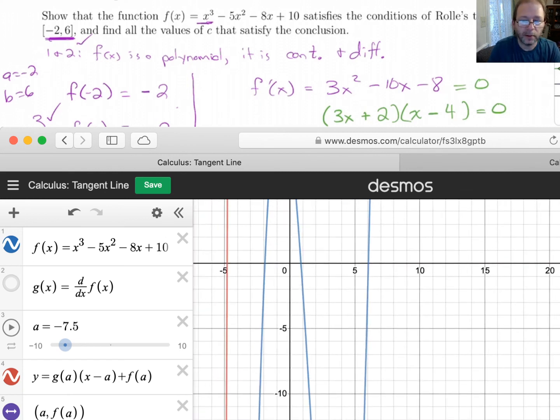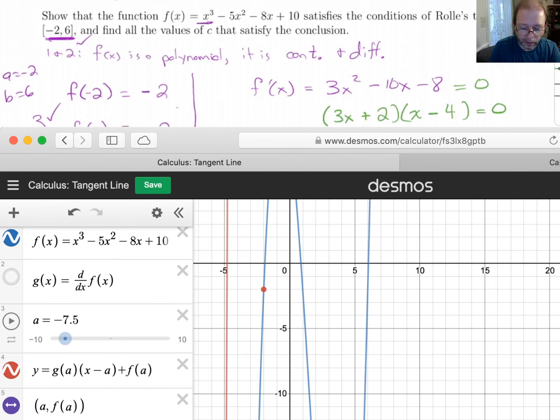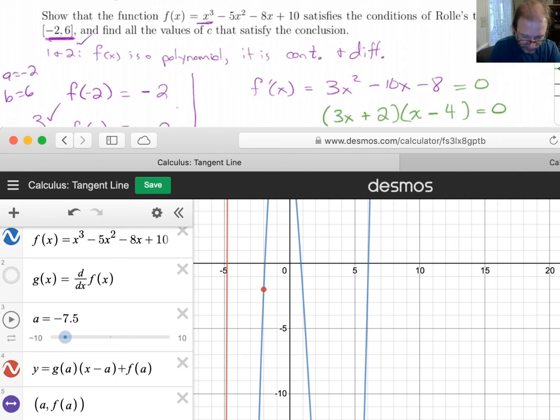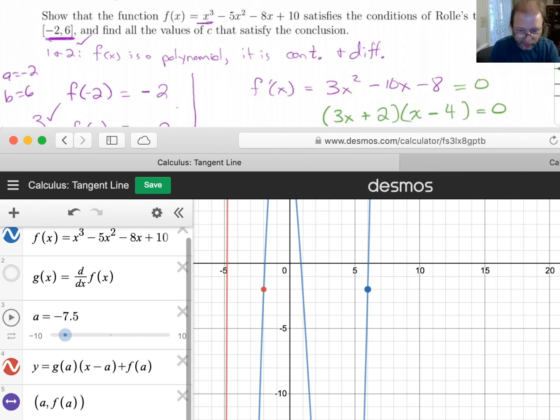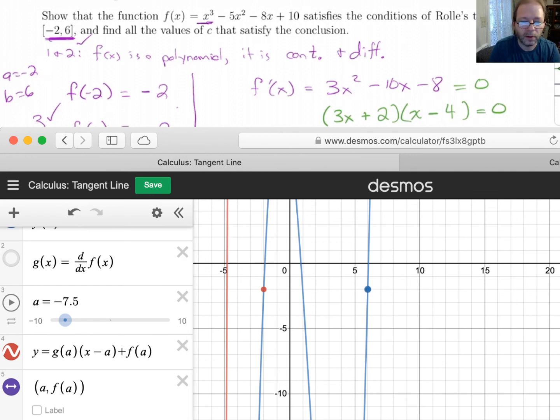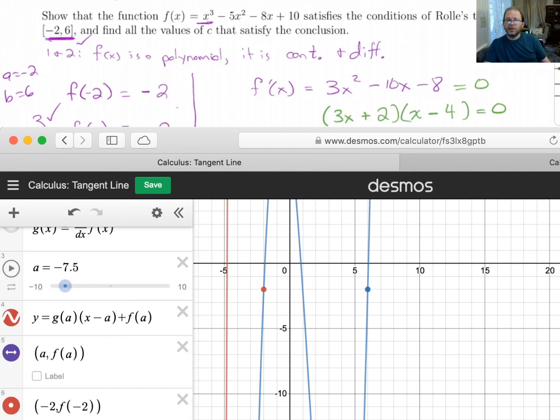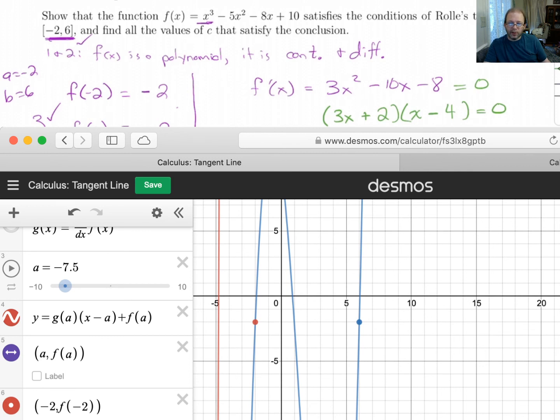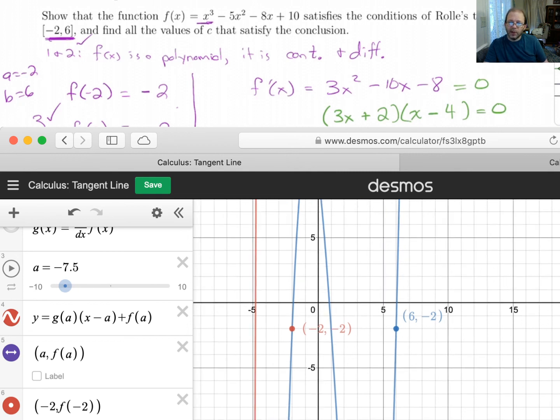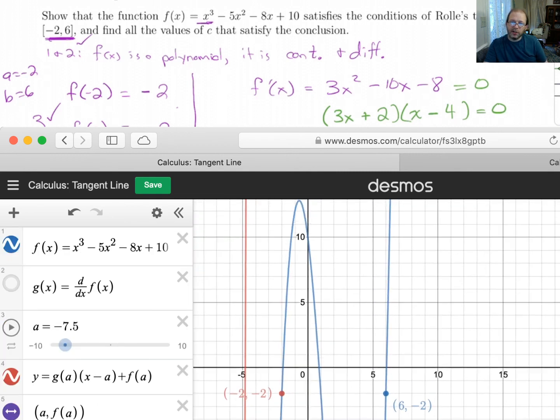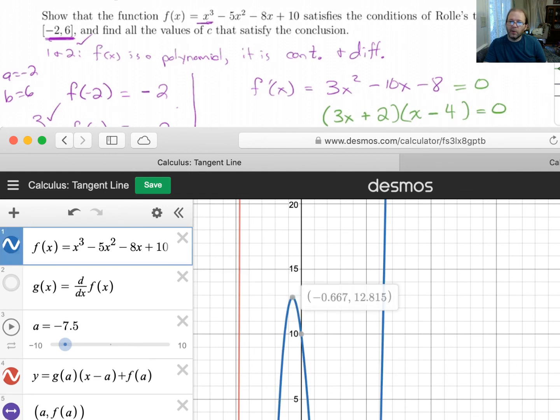Negative 2 comma f of negative 2, and then 6 comma f of 6. All right, so those are the 2 points that we wanted. Let's label them. So we've got those 2 points, and they have the same y coordinate. And this is saying at 2 places in between, there's a horizontal tangent. One of those is up here at, sure enough, negative 2/3.